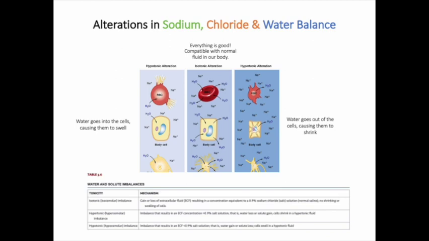Now we're going to look at hypotonic alterations. This is when water goes into the cells and they swell up. So it's the opposite of the hypertonic alteration. With hypotonic fluid alterations, the osmolality in the ECF is less than normal. The most common cause is hyponatremia, not having enough sodium, or an excess of free water, for instance, when our body is intoxicated with water.